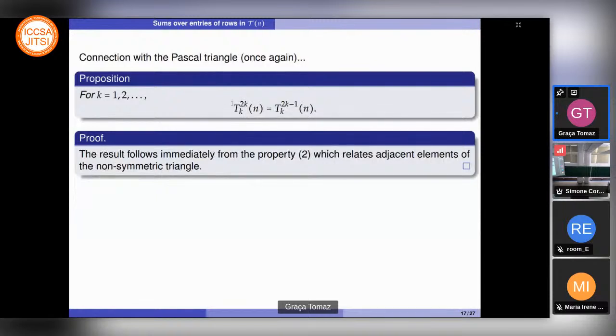This proposition does not contain a sum, but shows the connection with the Pascal triangle once again, this time with the central binomial coefficients. Its proof follows immediately from the property which relates adjacent elements in the same column of the symmetric triangle. When n tends to infinity, this proposition leads to this binomial identity, which contains the central binomial coefficients.